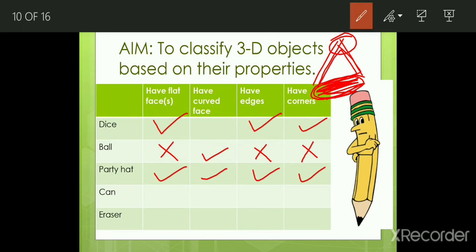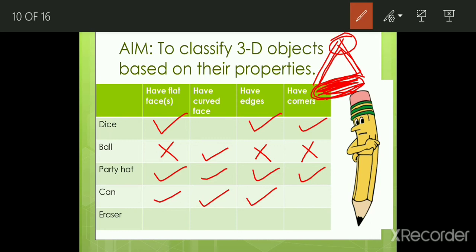Coming to the next example, the can. Now in the can, we have flat faces also. The can is in which shape? Yes, it is cylindrical in shape. So we have flat faces in the can. We have a curved face also. We have edges also. But we don't have any corner in a cylinder. Now coming to the last example is the eraser.